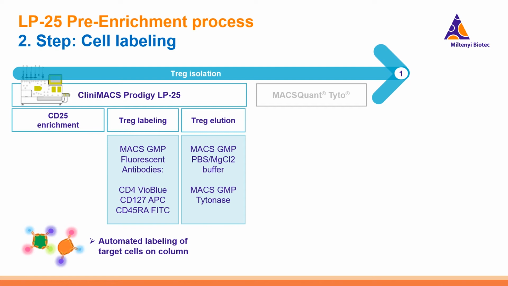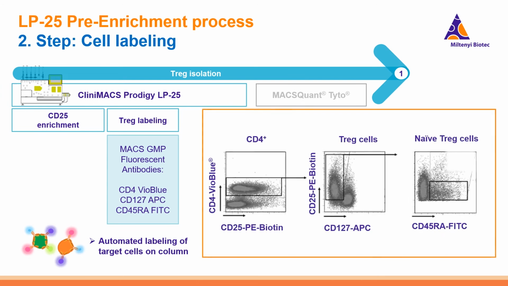Next step is fluorescence labeling of enriched cells. We provide you MACS GMP quality antibodies, and don't forget that all these steps are automated and no hands-on is needed. The last part of the LP25 process is the elution of target cells in Tyto buffer, and then transferring the cells to the MACSQuant Tyto Cell Sorter. Here you can see the labeled eluted cells with our GMP antibodies.